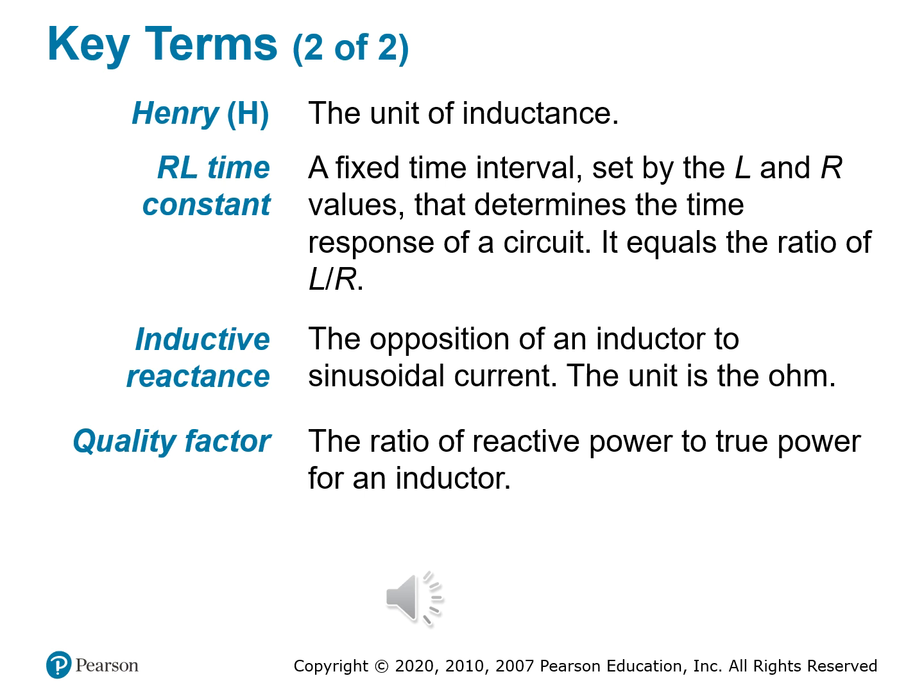Some more terms that we discussed are the Henry, denoted by the symbol H, which is the unit of inductance. The RL time constant, a fixed time interval set by the L and R values that determines the time response of a circuit. It equals the ratio of L divided by R. So that's the formula for the time constant, L divided by R. Inductive reactance, the opposition of an inductor to sinusoidal current, and the unit of that is ohms. And then we ended with the quality factor, the ratio of reactive power to true power of an inductor.